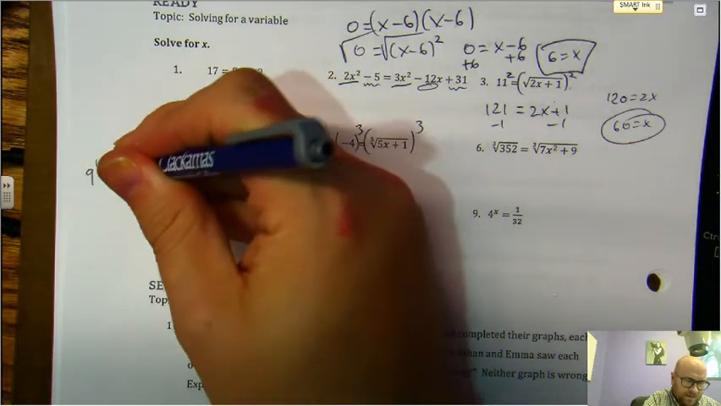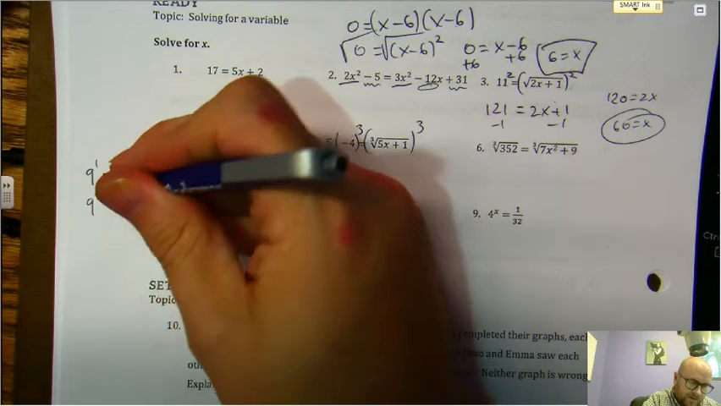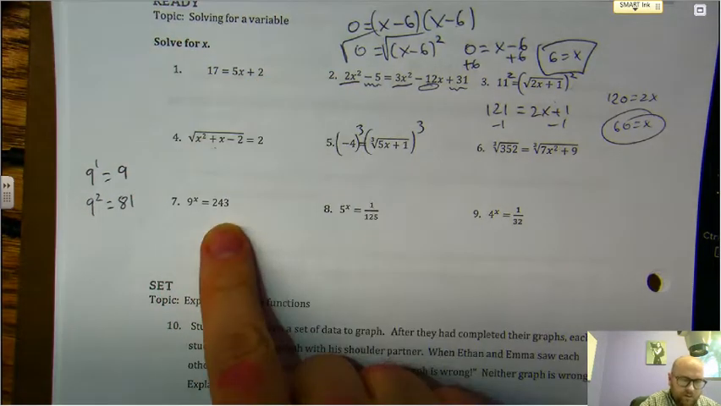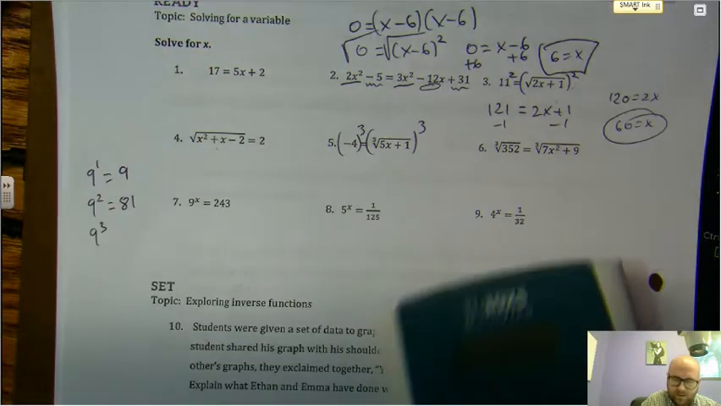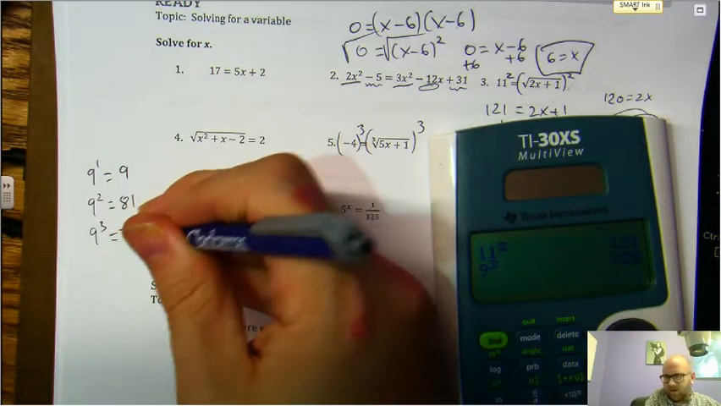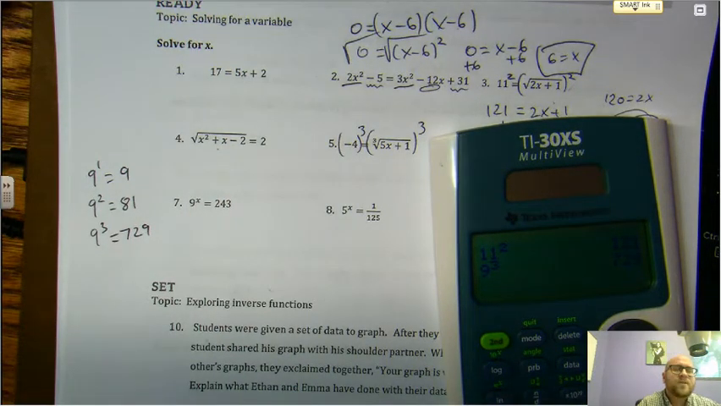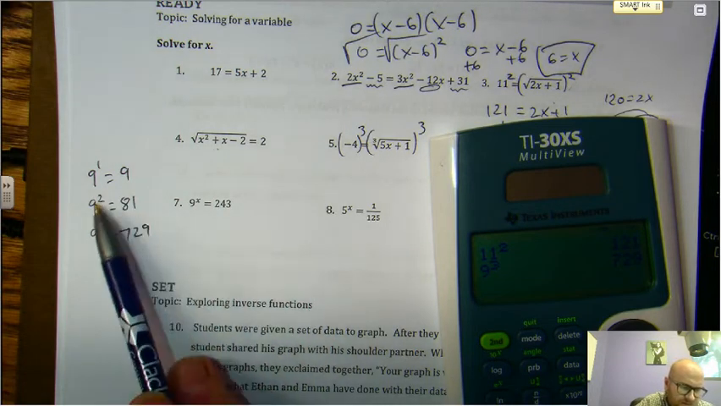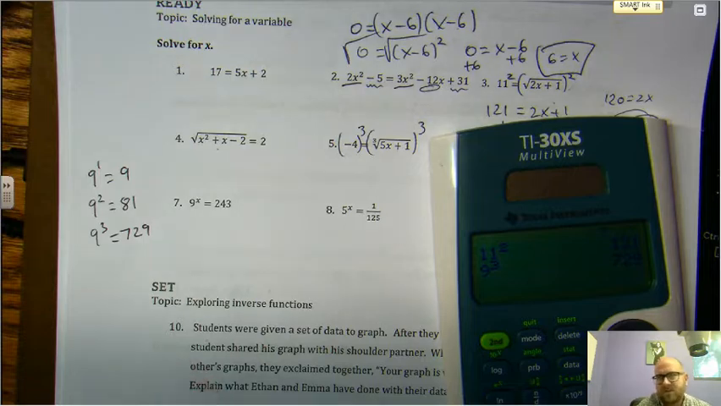Like 9 to the first power is 9. Clearly that's not 243. 9 to the second power is 81. That's not 243. And then 9 to the third power, well, I don't know what 9 to the third power is off the top of my head, but when I put it in my calculator, I see that it's 729, which is way more than 243. So one of the things we do know is that the power we need to raise it to is between 2 and 3, but that doesn't necessarily help us.